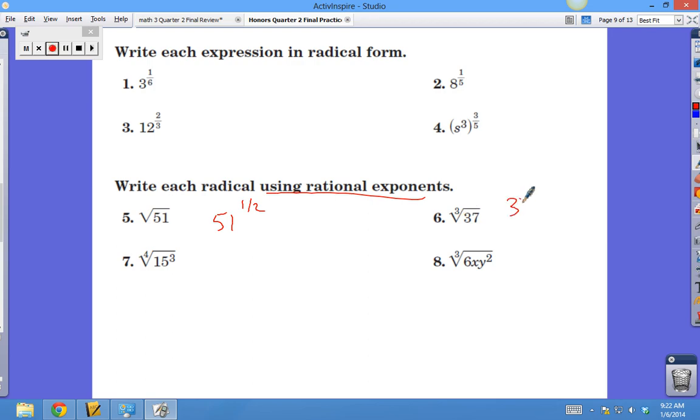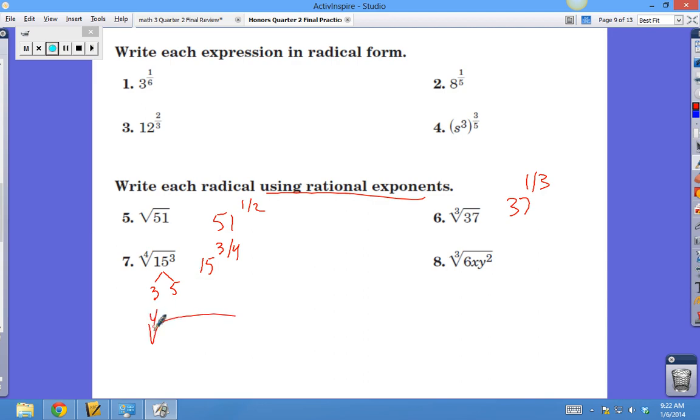Cube root of 37 is the same thing as 37 to the 1/3. Okay, this is a good one. Let's play around. It's going to be 15 to the 3/4. But I wonder, is there anything that's going to come out of here? 15 is a 3 and a 5. I don't think so.